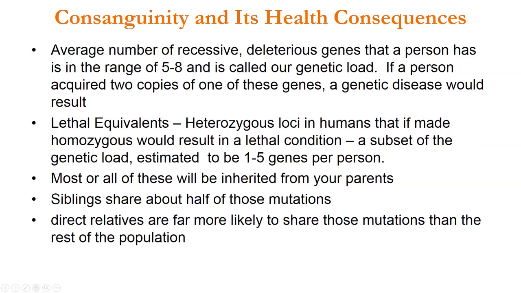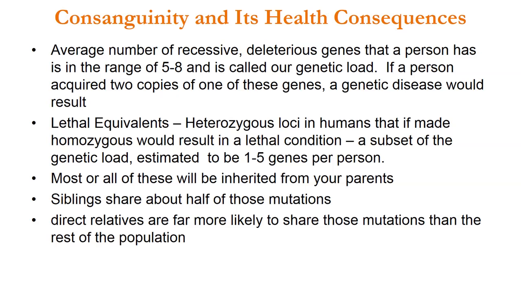Okay, so the next thing we're going to talk about is consanguinity and its health consequences. We showed you earlier an autosomal recessive pedigree. I told you when we looked at that, you saw a consanguineous mating shown, and when you see that, be thinking autosomal recessive. And why is that? Okay, so when we take an average individual, the number of recessive deleterious genes, so bad genes that would result in a genetic disease if they had 2 copies of that gene, is about 5 to 8.